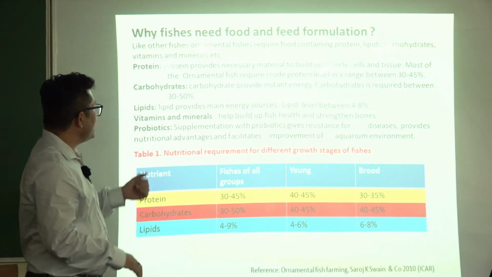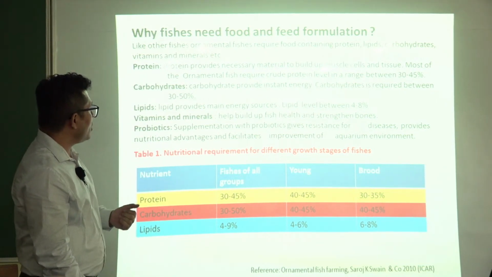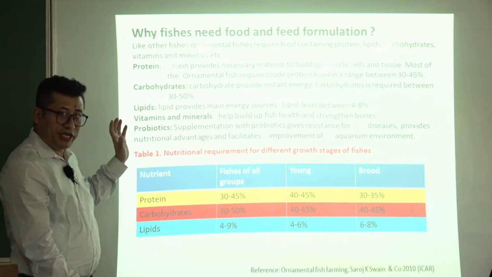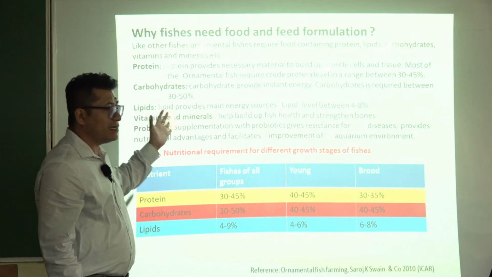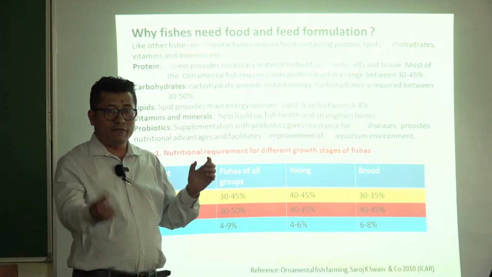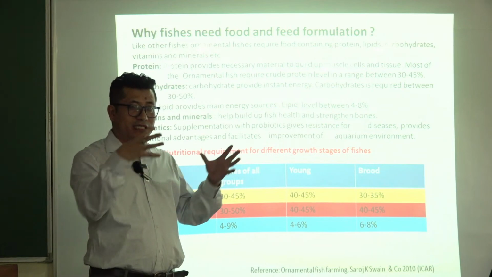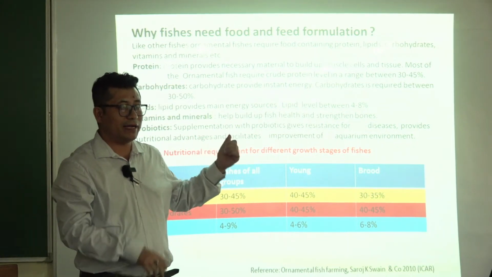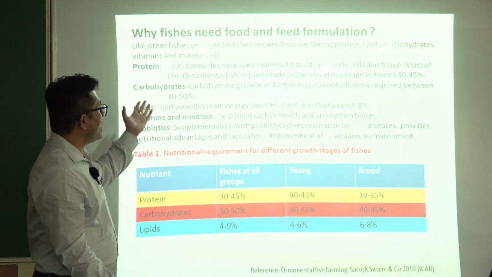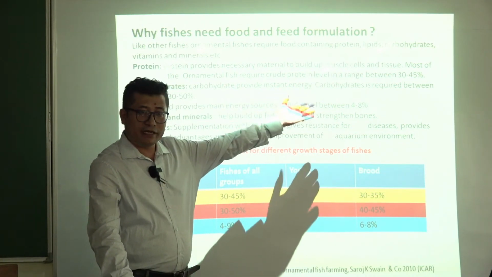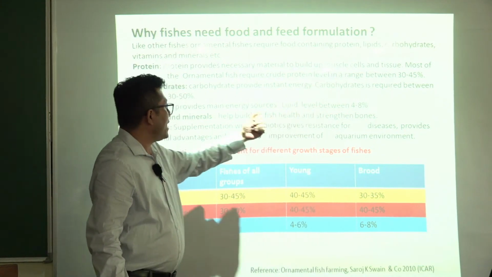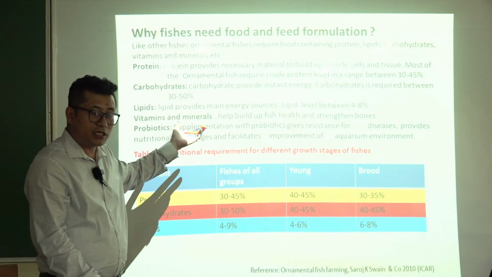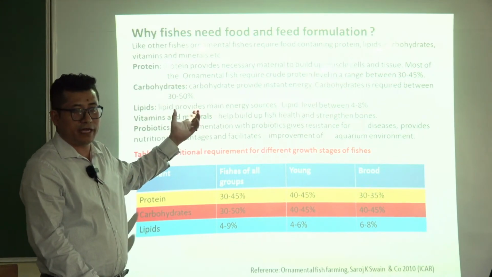Okay. Next, they also need carbohydrates. Carbohydrate provides instant energy, and its requirement is between 30 to 50%. For example, for a carnivore, if you make 60% protein, then the rest will be taken as carbohydrate. Like that, when we prepare around 30% protein food, then around 70, maybe 60%, can be carbohydrates.